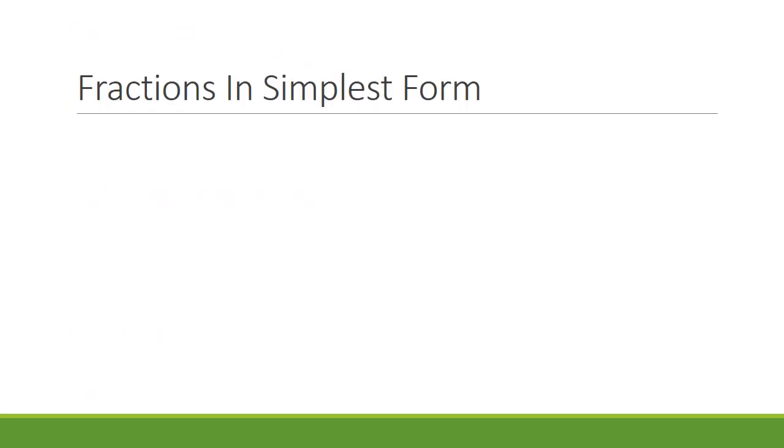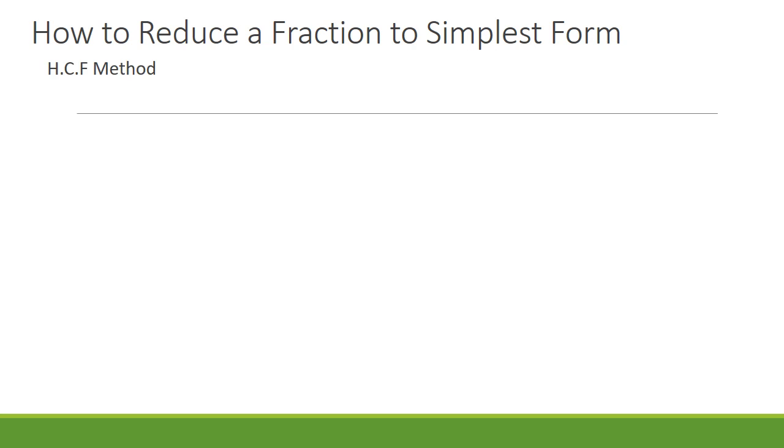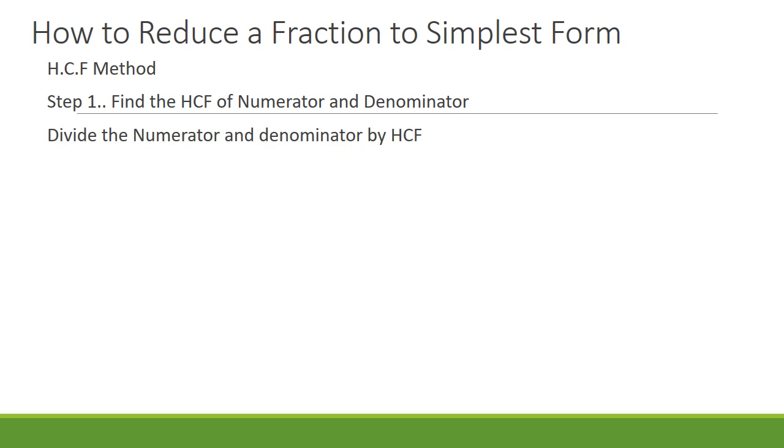Fractions in simplest form. If the numerator and denominator of a fraction have no common factor other than 1, then it is said to be in simplest form, or in the lowest terms, or irreducible. How do we reduce a fraction to its simplest form? There are various methods to do so. H.C.F is one of them. First, we have to find the H.C.F of the numerator and denominator. Then we will divide the numerator and denominator by the H.C.F.